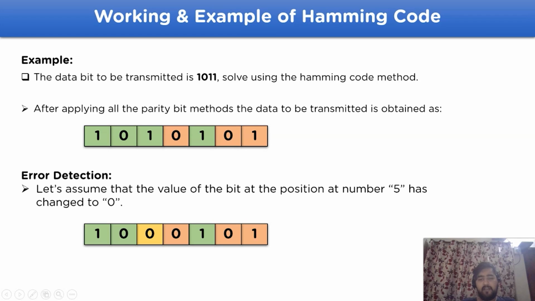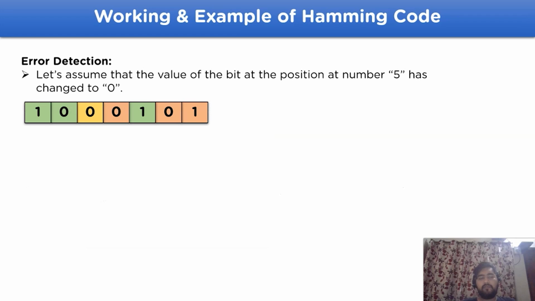To detect this error at the receiver side, we will use the Hamming code. To begin with, we will use the parity values to cross-check the original data bits. That means, let's do the parity bit method for this received data. So for P1 we have D1, D3, D5 and D7. So the number of ones is odd. That means the value of P1 should be 1 to make it even.